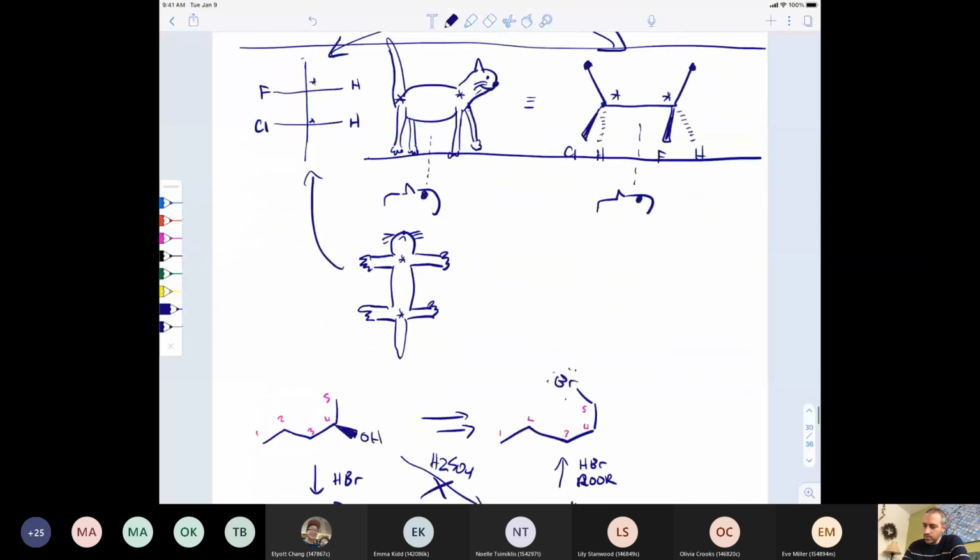Yes, Fischer projection. So with Fischer projections, you can do a rotation of 180. So the other way of drawing that correctly is to flip it around. So you have Cl up here and F up there. So basically, it's like you picked your page up and looked at it upside down. You flipped your page around 180. That's another way you can go about doing these for sure.